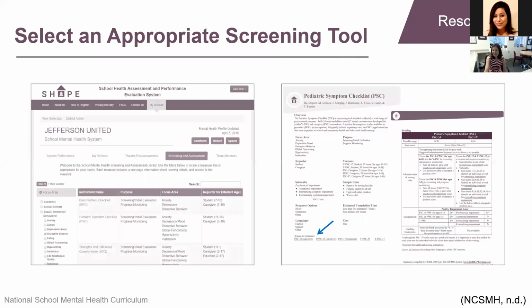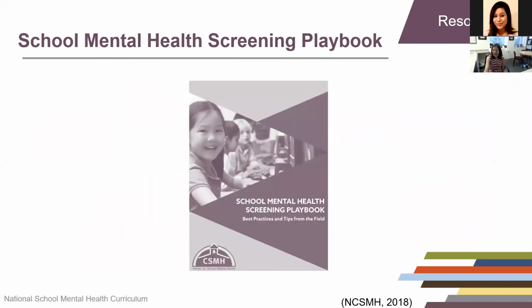And then also just wanted to highlight a number of the resources that are available to you. These are in your curriculum, but just wanted to highlight the School Mental Health Screening and Assessment Library, which is housed on the SHAPE system. It's currently live now in the current format, and we're excited for the SHAPE 2.0 launch in August. And also wanted to draw your attention to the School Mental Health Screening Playbook.